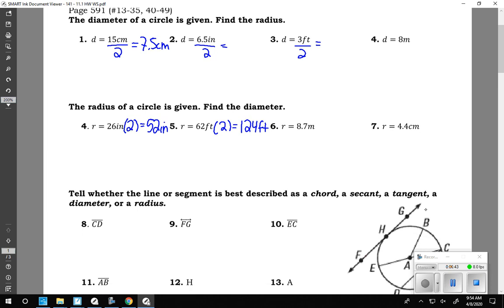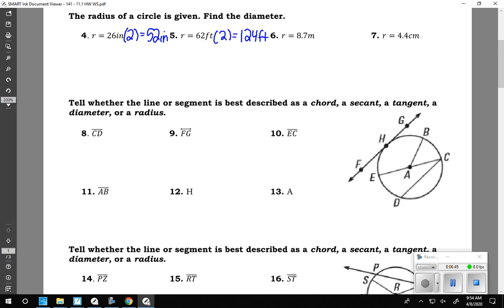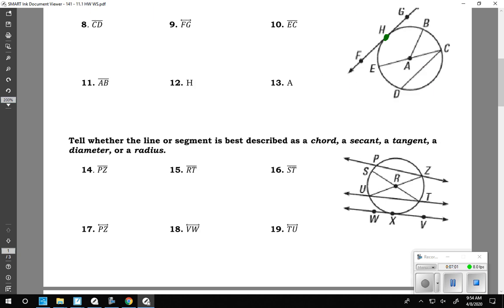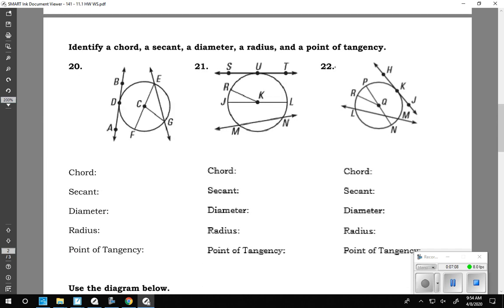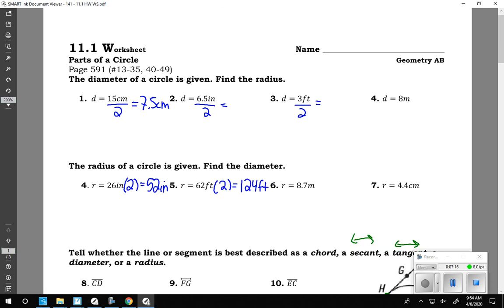Tell whether the line or segment is best described as a chord, secant, or tangent. Remember, secants are lines and tangents are lines, but a tangent just hits at one point. Okay, it's just a line at one point. So there are those 6, and then same thing, a secant, a tangent, diameter, or radius. And then here, identify a chord, secant, diameter, radius, and a point of tangency. So that's it for your homework. Please let me know if you have any questions.